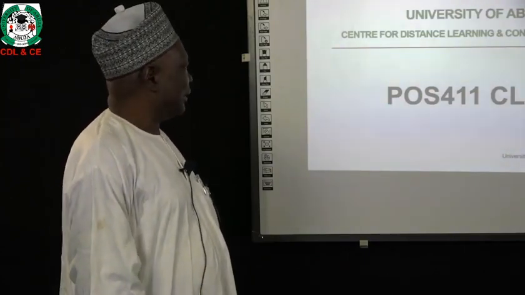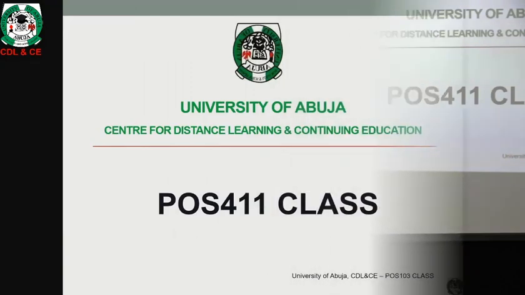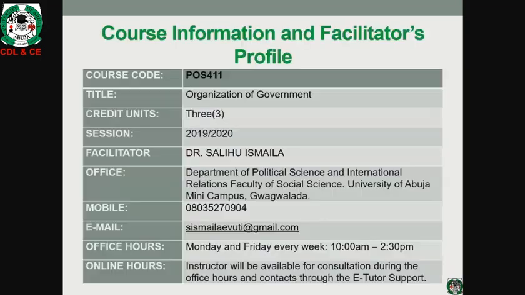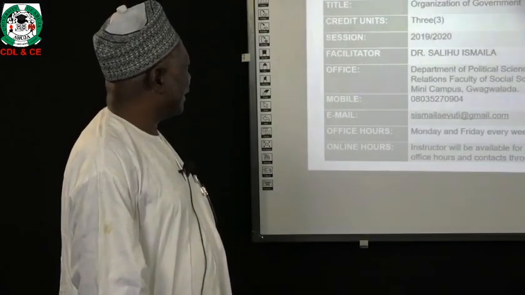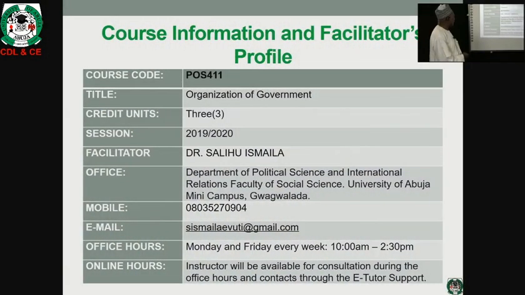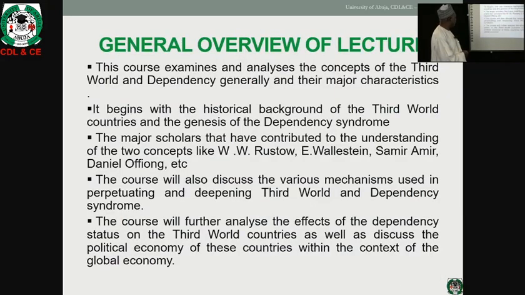My name is Dr. Salihu Ismaila. My area of specialization is political economy and development studies. I have a PhD in the field. The course is POS 411, for 400 level students, I suppose. The course is an interesting one. It is a 3-credit unit course. It's called Organization of Government, or if you like, Forms of Government.